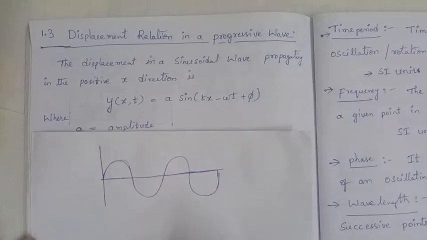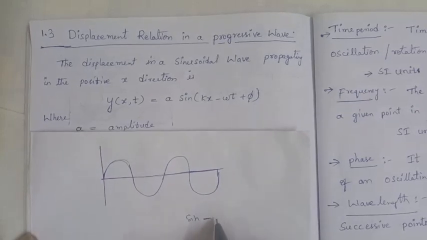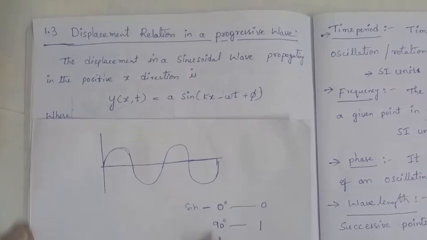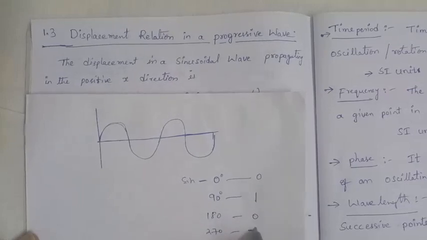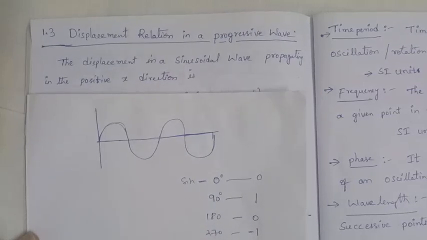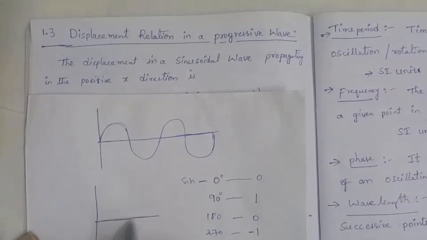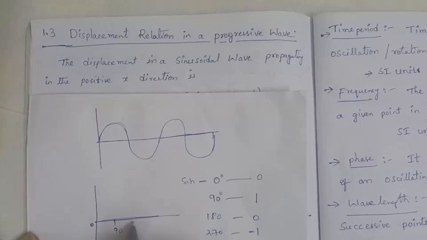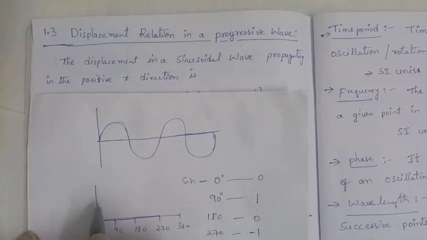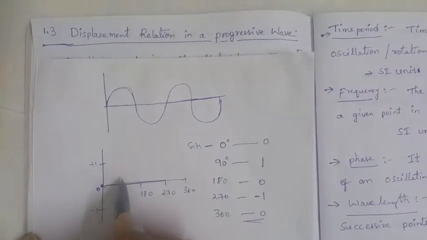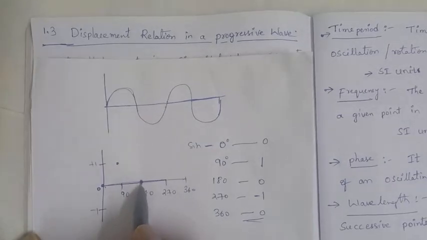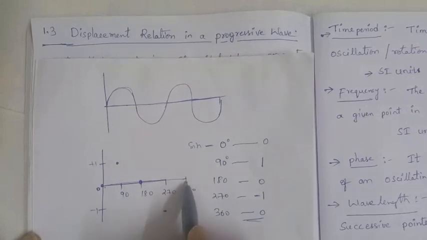You already know the sine function values: sine 0 is 0, sine 90 is 1, sine 180 is 0, sine 270 is -1, and sine 360 is 0. These correspond to 0 degrees, 90 degrees, 180 degrees, 270 degrees and 360 degrees. So these are +1 and this one is -1.